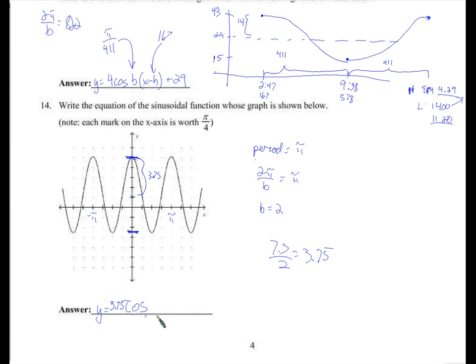So 3.75 times the cosine of something times x, plus our vertical shift. That something is 2. We already figured that out, cosine of 2x, plus the vertical shift. Well, this is at 5. We come down 3.75 and find the middle at the midline. So 5 minus 3.75 is 1.25. And that is our function.